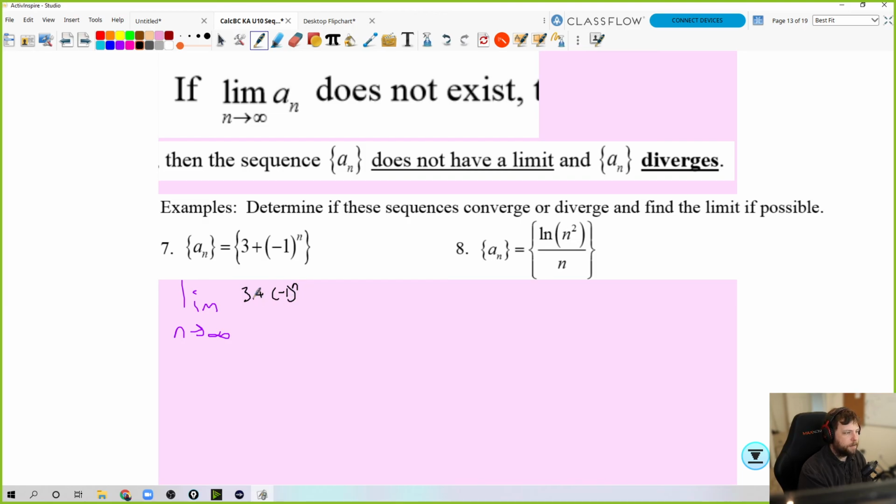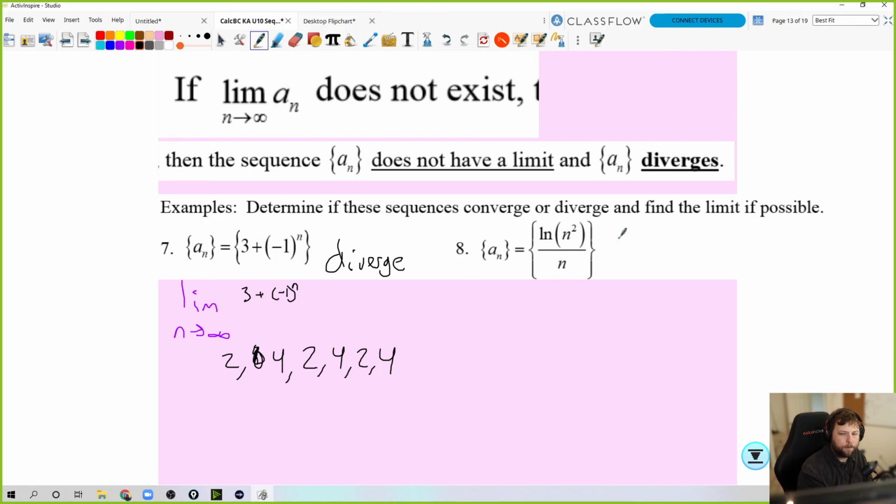This (-1) to the n part is just going to be like doing +1, -1, +1, -1. If I actually listed these out, starting with n equals 1, I would have 3 minus 1, which is 2. Then I'd have 3 plus 1, which is 4. Then it'd go to 3 minus 1, which is 2. This pattern actually oscillates between 2 and 4. When we have an oscillating pattern like this, it diverges. So it's not just going to infinity or negative infinity. If it oscillates between some numbers but is not approaching anything, we also say it diverges.